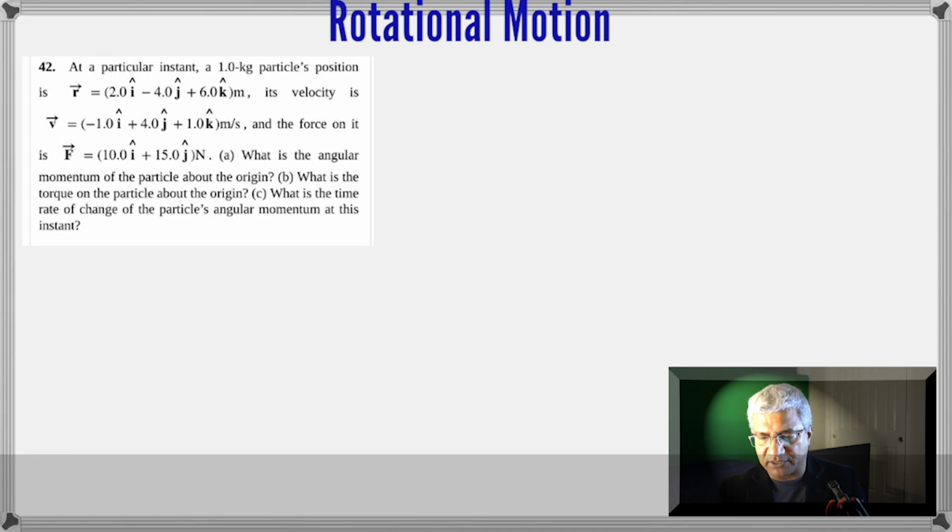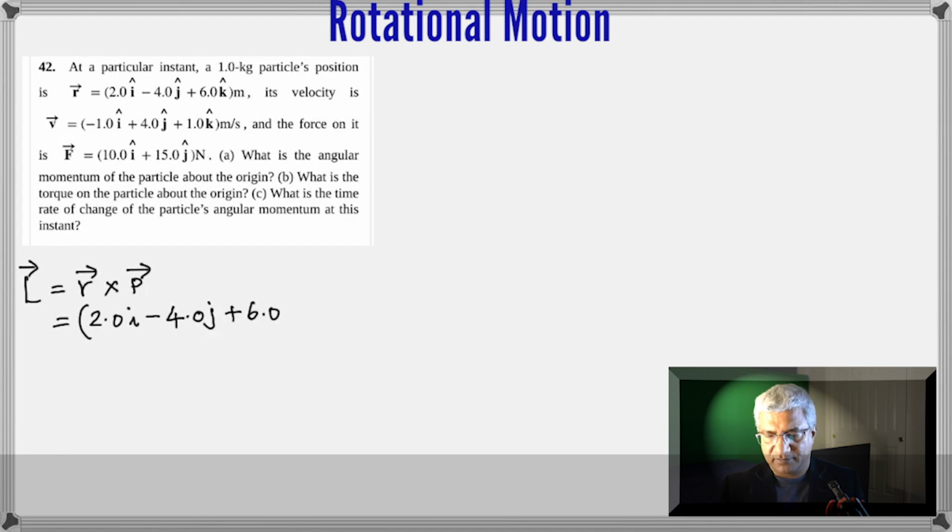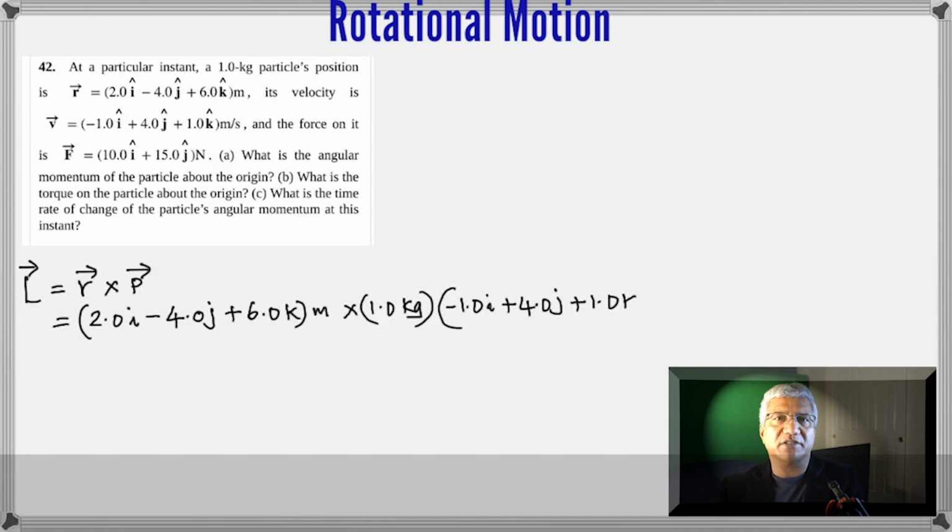So there are 3 parts for this question. In the first part, what is the angular momentum of the particle? For the angular momentum, you take the cross product of r and p, where p is mass times velocity. Okay, so here it is. Angular momentum is r cross p. And r is 2i minus 4j plus 6k cross p. You got to take the mass, which is 1 kilogram. Because it's 1, it doesn't change the number, but you still got to do it, times the velocity. Because p is mass times velocity.